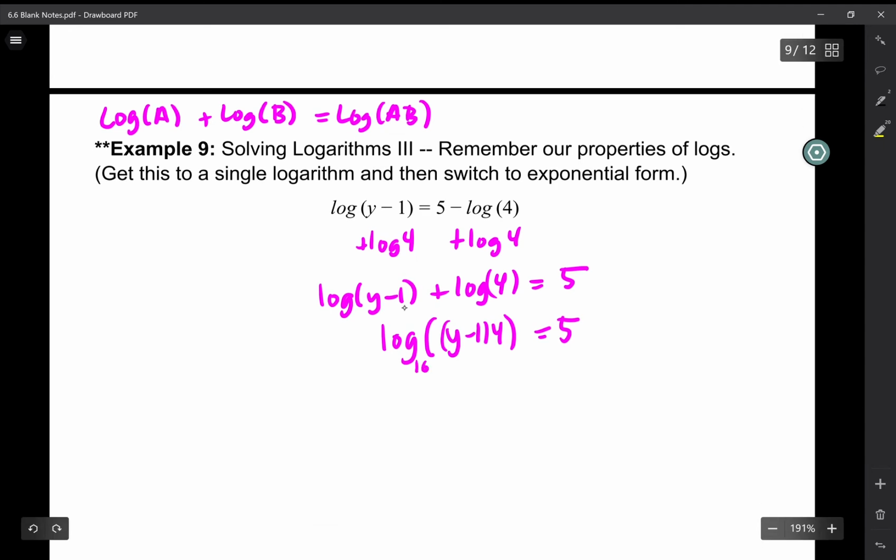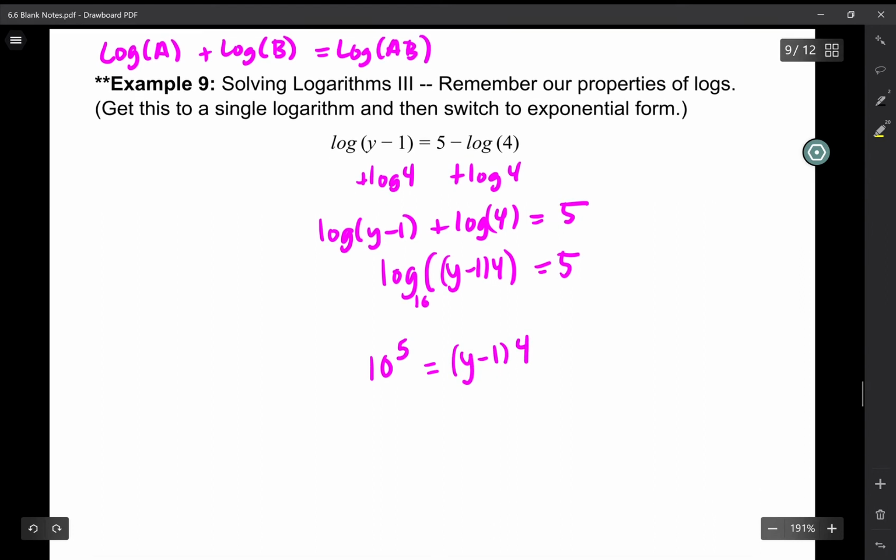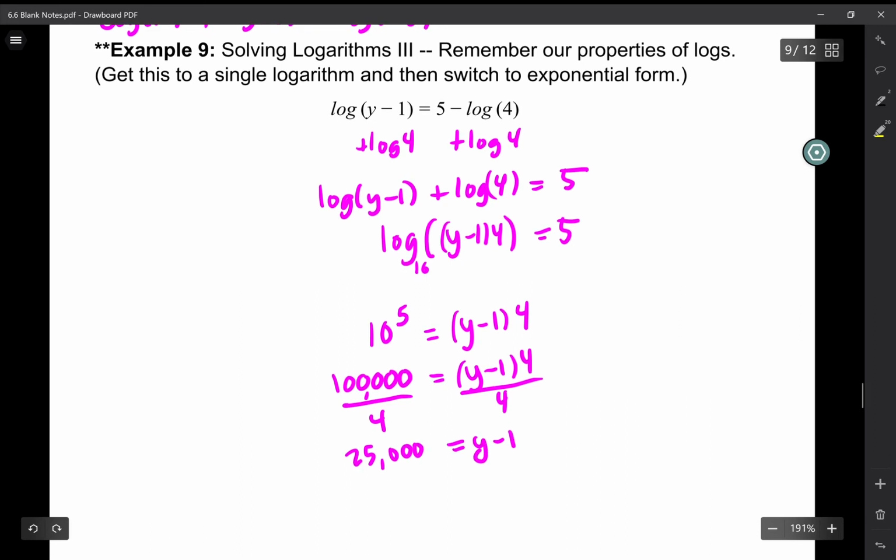10 is the base, so 10 to the 5th equals y minus 1 times 4. 10 to the 5th is 1 with 5 zeros. So 100,000 equals y minus 1 times 4. Divide both sides by 4. 25,000 equals y minus 1. Add 1 to each side. And my solution is y equals 25,001.